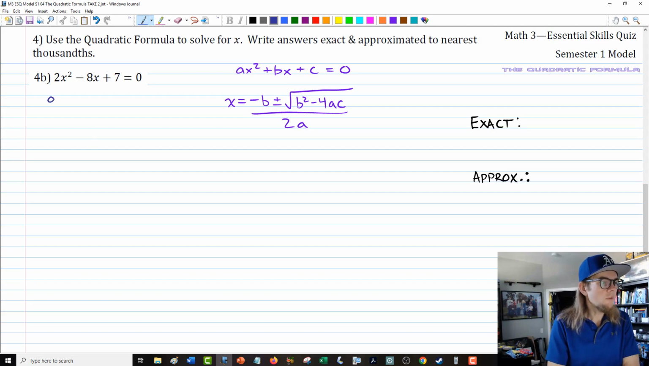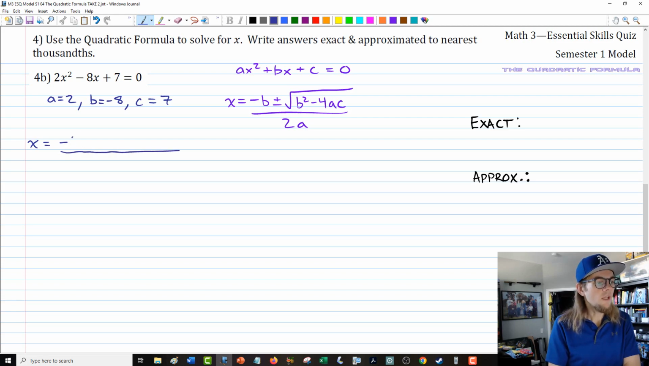So of course, just as we did before in 4a, we're going to start by identifying a as 2, b as negative 8. And remember that negative sign is important. It does need to be there and included. And c being equal to 7. So with those in place, we can now use the quadratic formula. So as I did last time, I'm going to draw the fraction bar first.